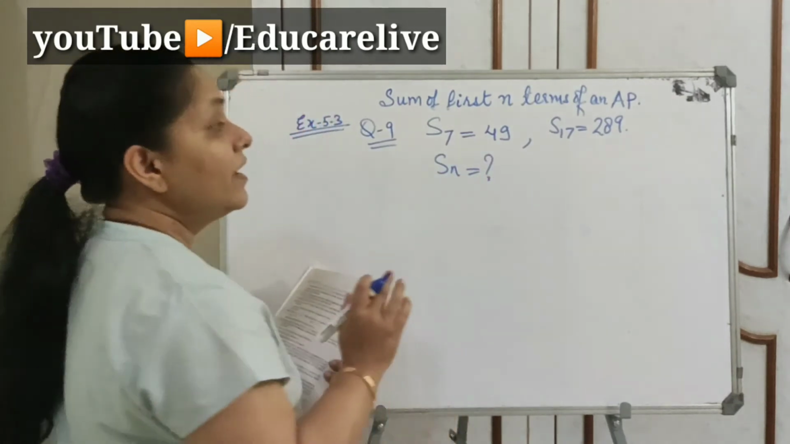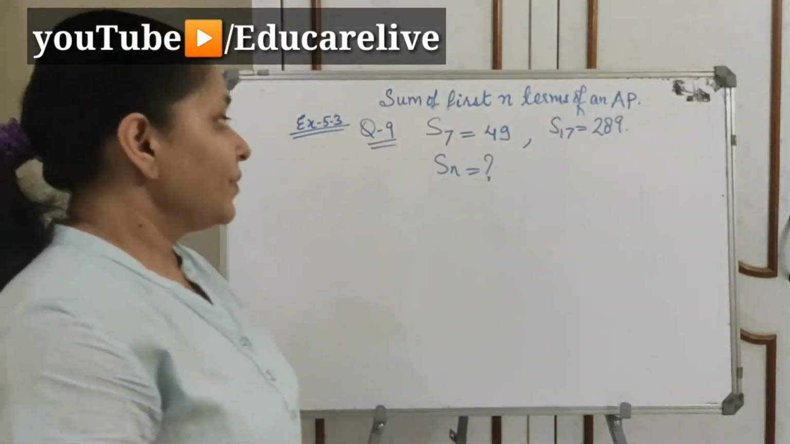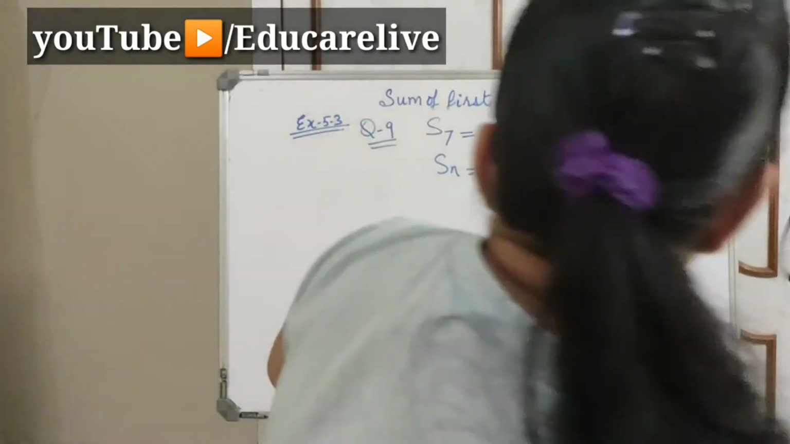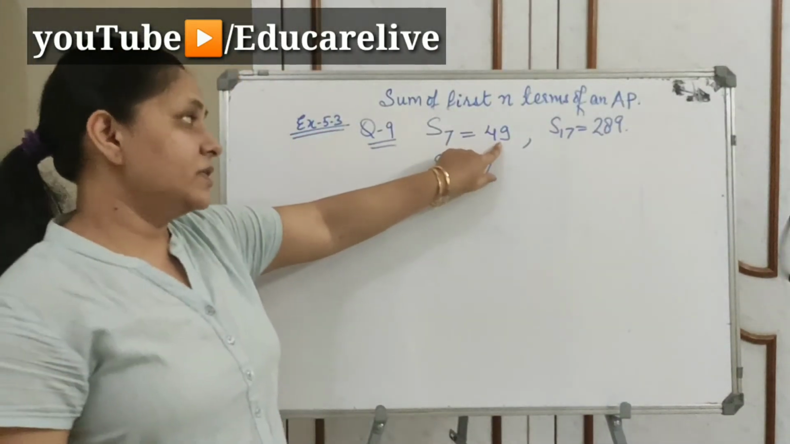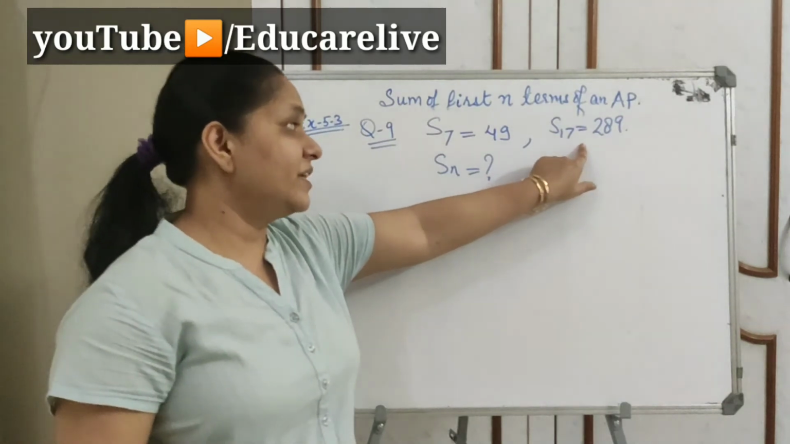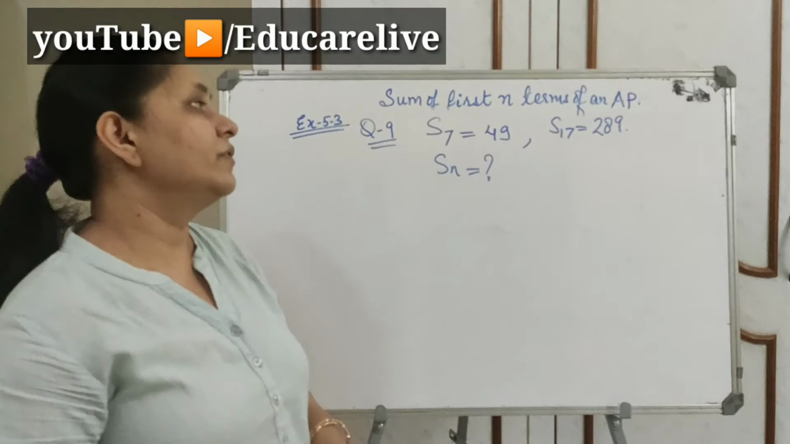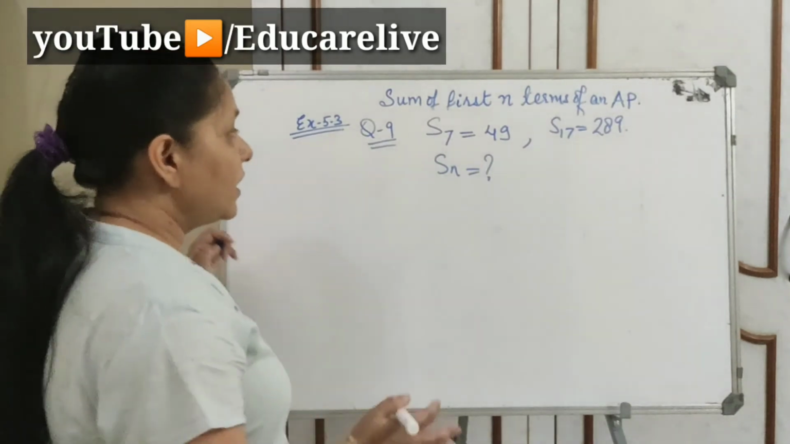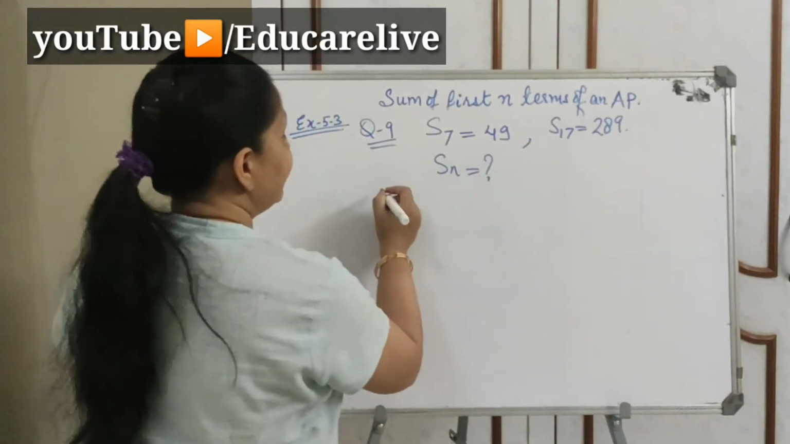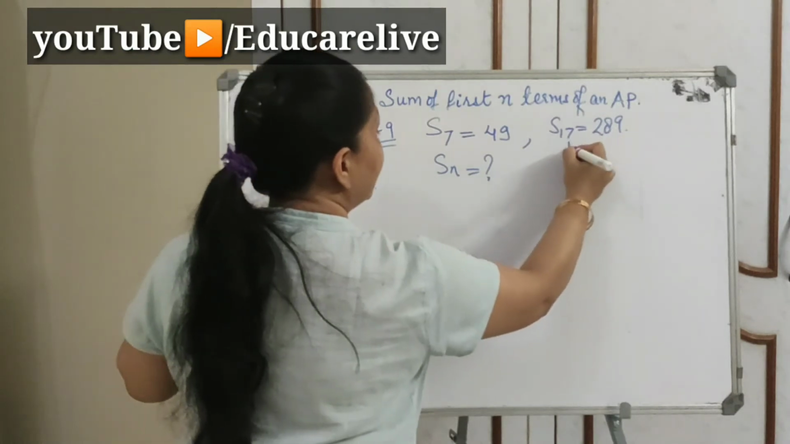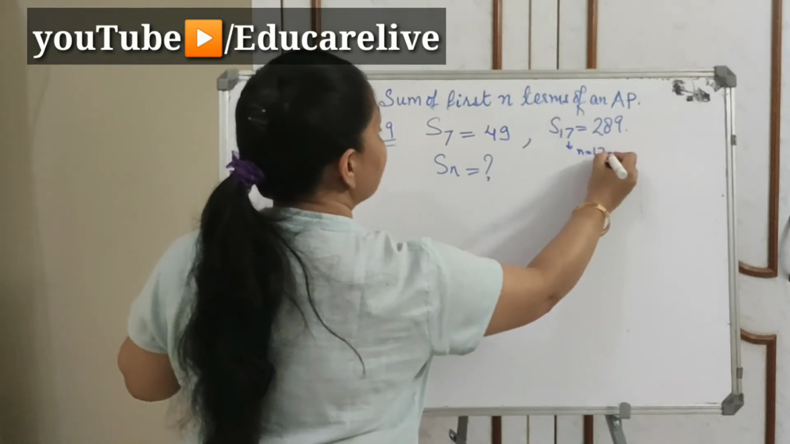This we need to find, and we don't know what n is. It is asking: if the sum of 7 terms of an AP is 49 and the sum of 17 terms of the AP is 289, then what will be the sum of the n terms? Okay, so sum of 17 terms. So in this case n is equal to 17.